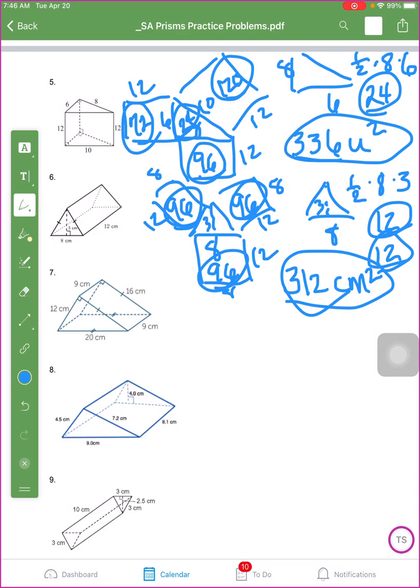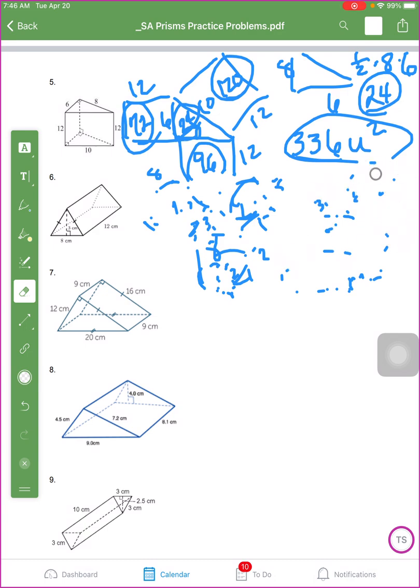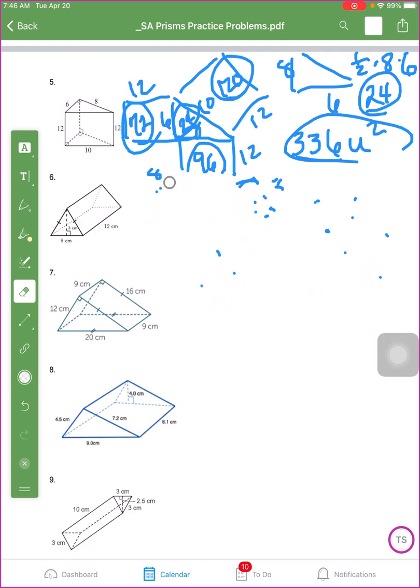All right, looks like we're running out of some room, so I'm going to do a little bit of erasing here. Give me some more room. So let's erase this. There's probably an easier way to do this. All right, so now we got a little bit more room for this one.